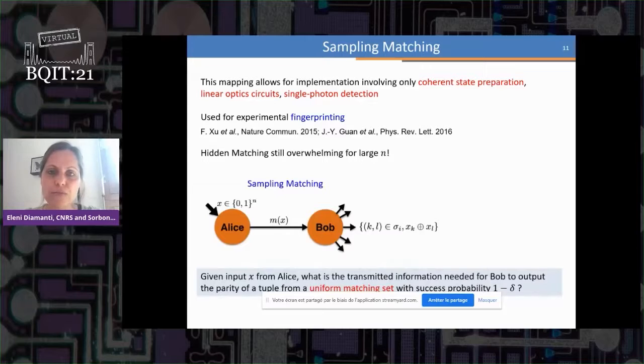So what we did is devise a new protocol that we call sampling matching, that you see here, where the question is phrased differently. We have an input from Alice, and the question that we want to ask is, what is the transmitted information that Bob needs to output the correct parity from a uniform matching set? So this is extremely important, with a given success probability that is characterized by this value delta.